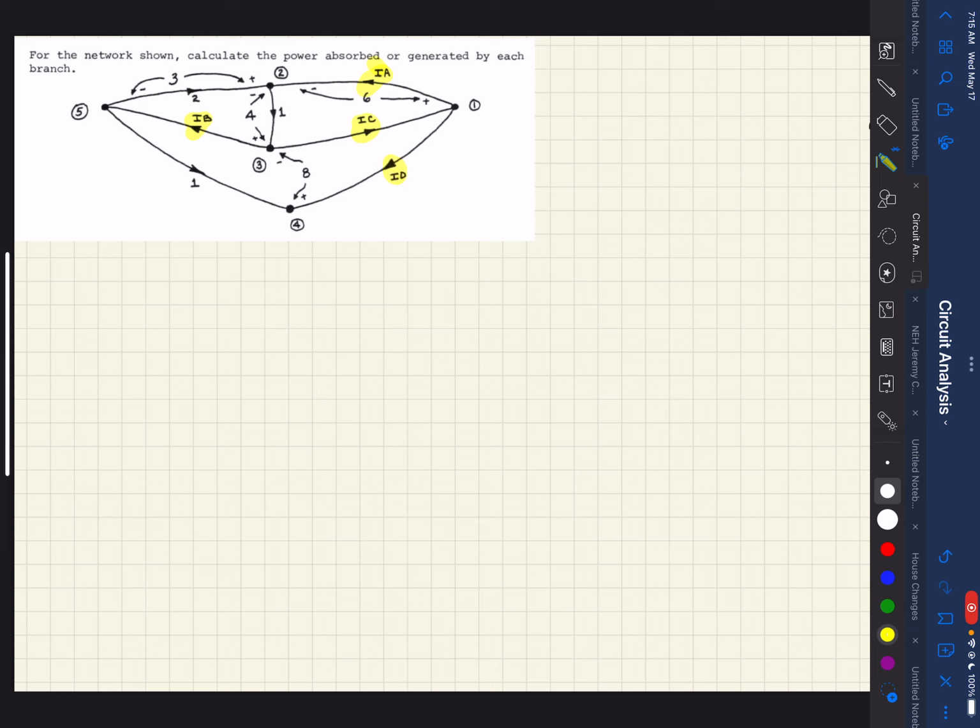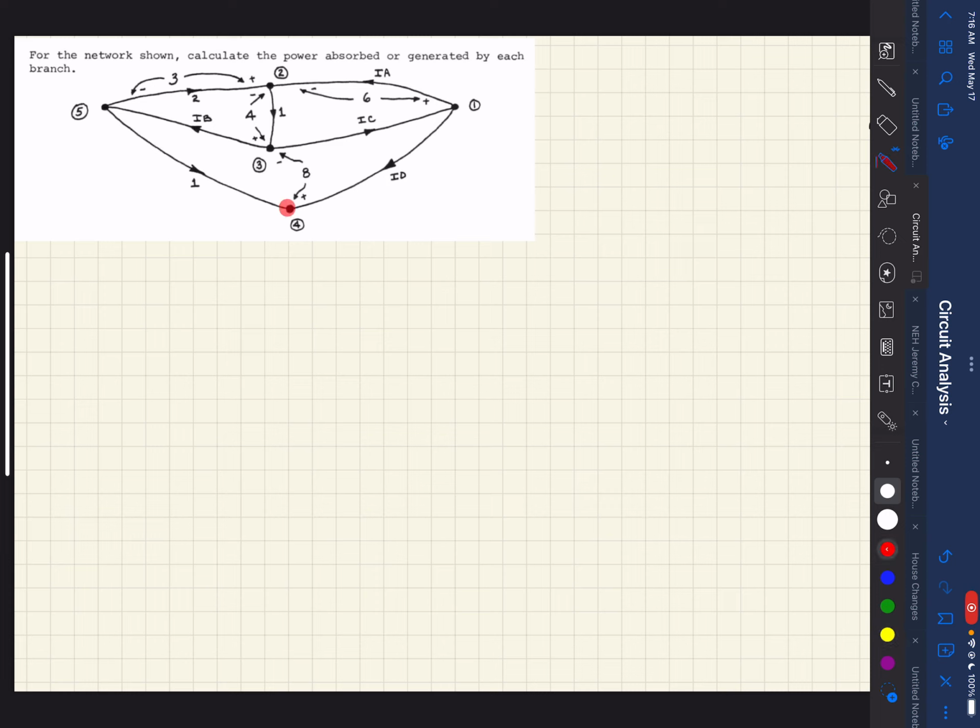So the first thing we're going to need to do is determine what the values of those are. We have assumed directions, but we'll need to determine what the magnitudes of those are. And then once we have that information, we should have enough information to calculate the power absorbed or generated by each branch. So let's get started with trying to determine what these currents are.